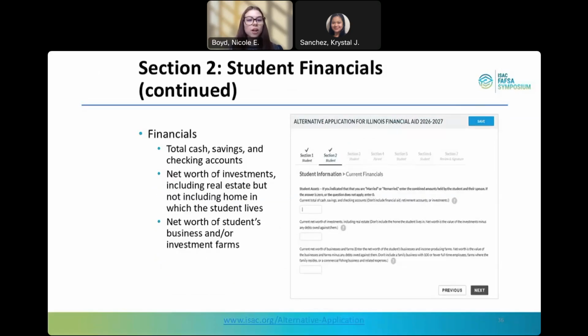And then continuing on with section 2, they also need to report their financials. So this would be their total in their cash, savings, and checking accounts, which nowadays with online banking, it's pretty easy to just pull it up on your phone and see what you've got in your bank account, as well as the net worth of investments, including real estate, but not including the home in which the student lives, as well as the net worth of a student's business and/or investment farms, if applicable.